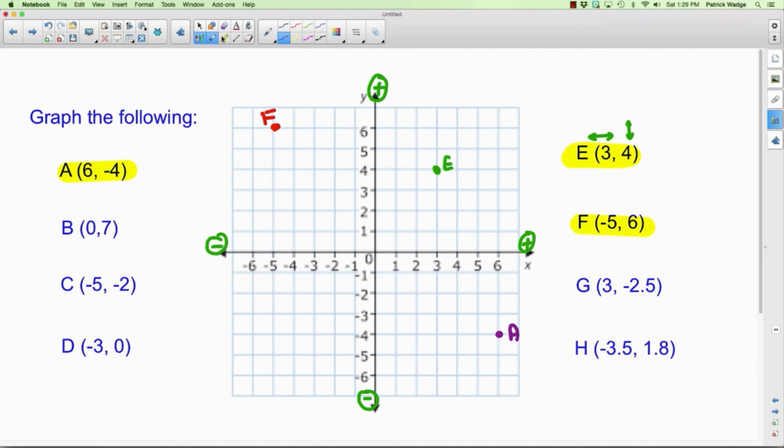All right, let's go with C next. Negative 5, negative 2.